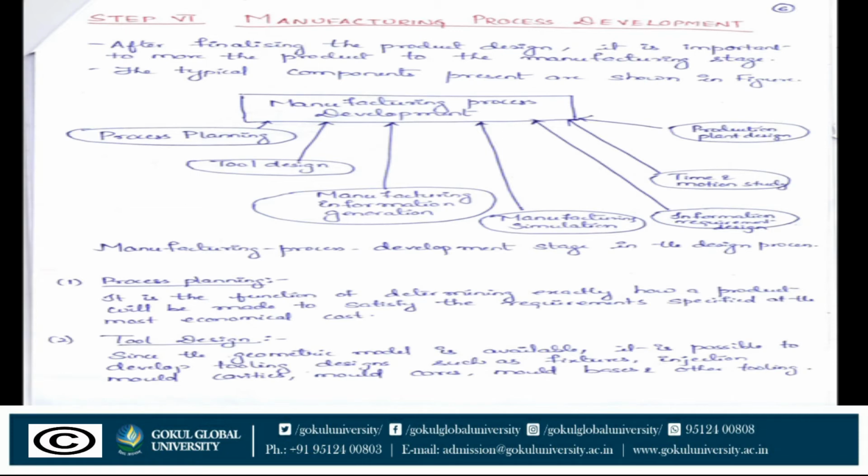First is process planning. It is the function of determining exactly how a product will be developed during this process. Second is tool design. Which type of tool is used during the manufacturing process? So you prepare the tool design.